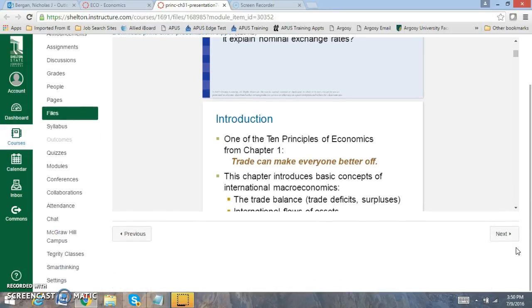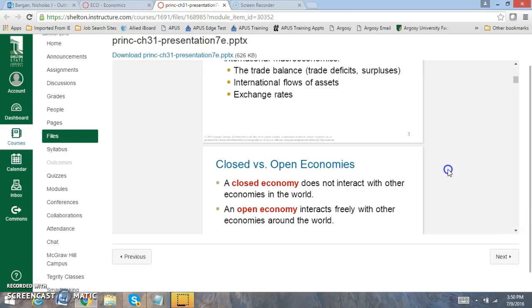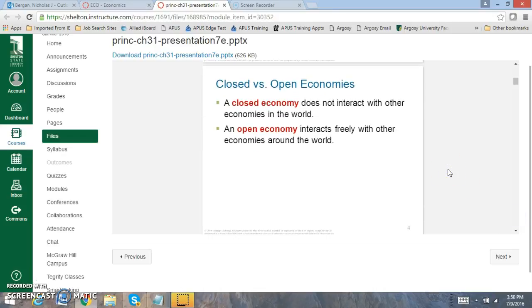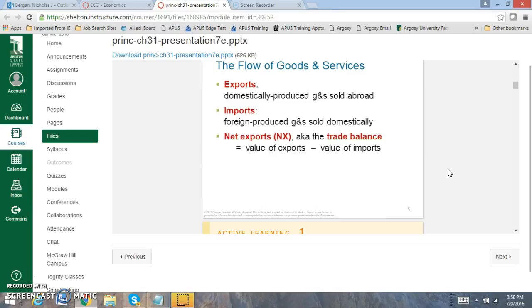So for this week, we're going to look at how trade can make us better off. When we look at trade, you'll notice that trade has many advantages. A closed economy does not interact with other economies in the world, whereas an open economy interacts freely with other economies around the world. An export is something that's produced within a country and shipped abroad, whereas an import is something that's produced abroad and bought in the domestic country.